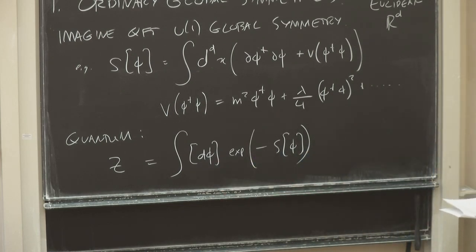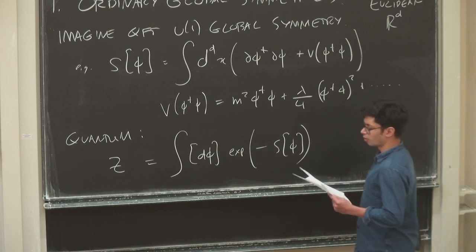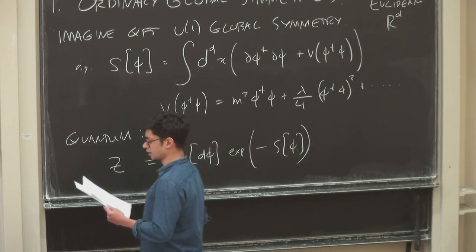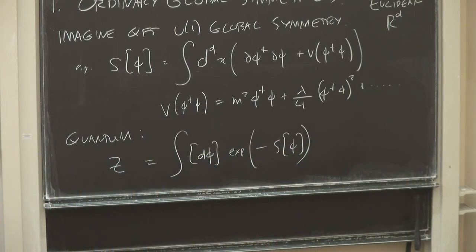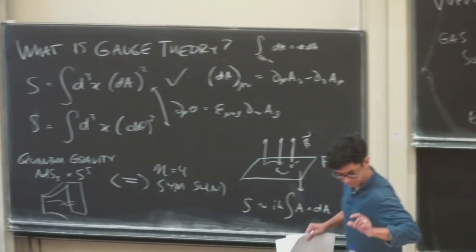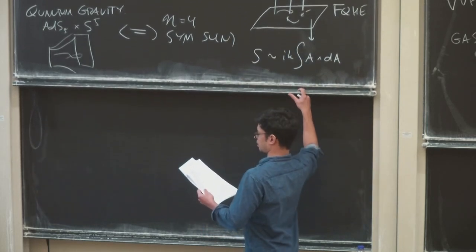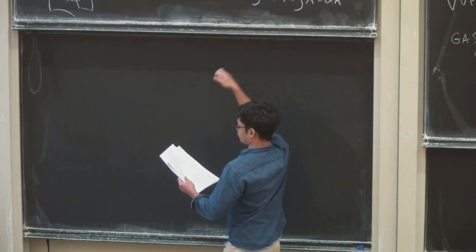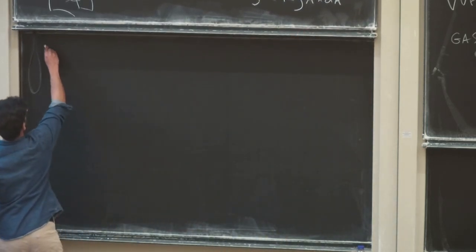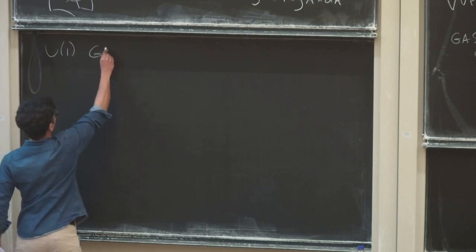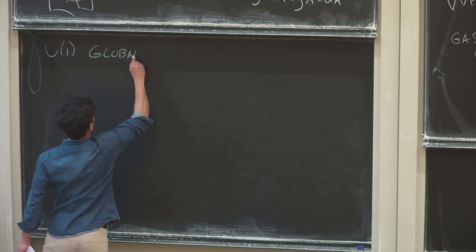Okay. Now, what are the global symmetries of this theory? We know very well that this theory has a global symmetry. It has a U(1) global symmetry. That's how I introduced it. So it has a U(1) global symmetry.